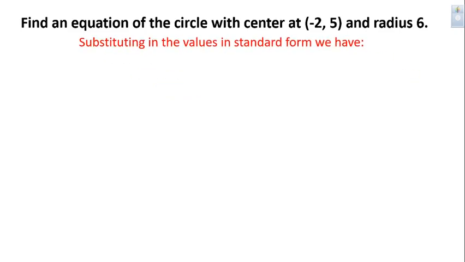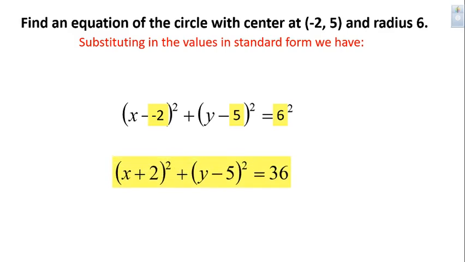We just write the equation of the circle, x minus h squared plus y minus k squared equals r squared. Replace h with negative 2, replace k with 5, and replace r with 6, and we simplify. X minus negative 2 is x plus 2. Y minus 5 is y minus 5, and 6 squared is 36. So the equation becomes x plus 2 squared plus y minus 5 squared is equal to 36.